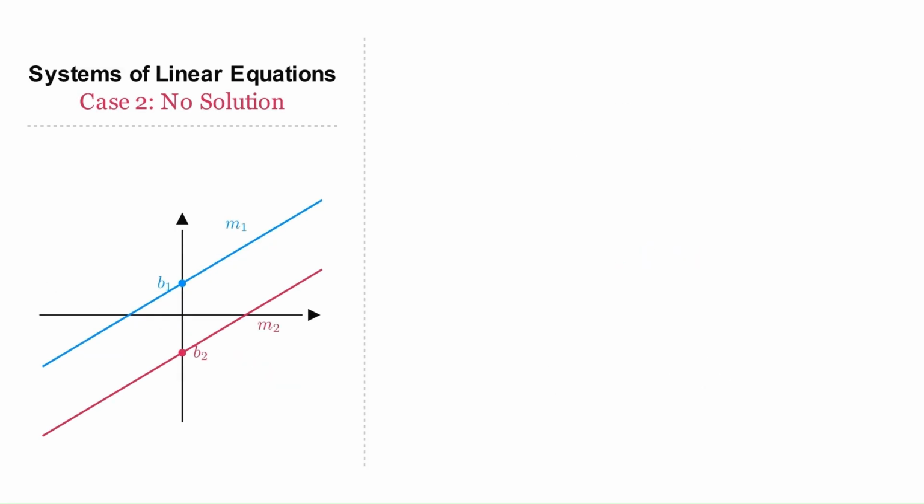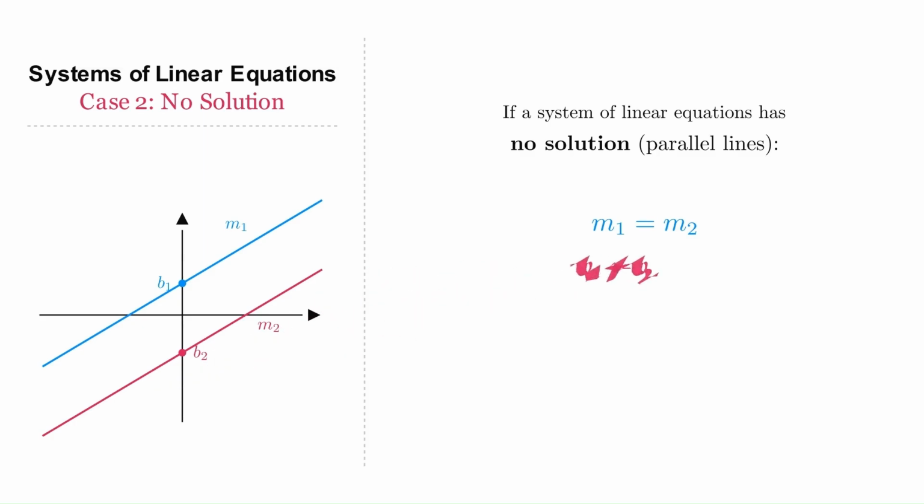Next, let's look at case 2, where a system has no solution. On a graph, this is represented by two parallel lines that never intersect. This occurs when the lines have the same slope but different y-intercepts.